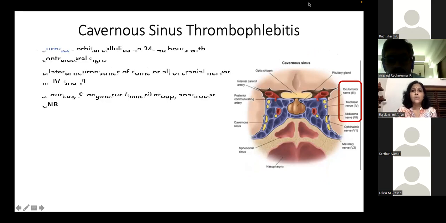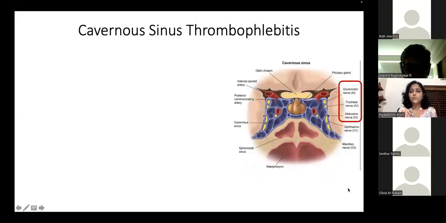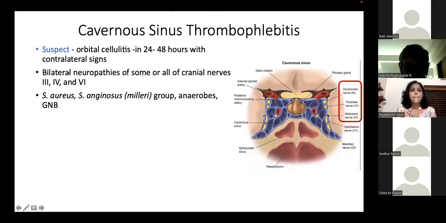So when do you suspect cavernous sinus thrombophlebitis? As you can see in the previous picture, if this eye is affected, this can spread through the cavernous sinus to the opposite eye, which can also get affected. And in such cases, what you find is bilateral neuropathies. So if orbital cellulitis presents and in 24 hours contralateral signs are seen, you suspect cavernous sinus thrombosis and the spread occurs through the cavernous sinus. These cranial nerves, that is 3, 4, and 6, are very adjacent and close to the cavernous sinus, and these are the nerves commonly involved. The organisms that can cause this are Staph aureus, Strep anginosus, anaerobes, and GNB.